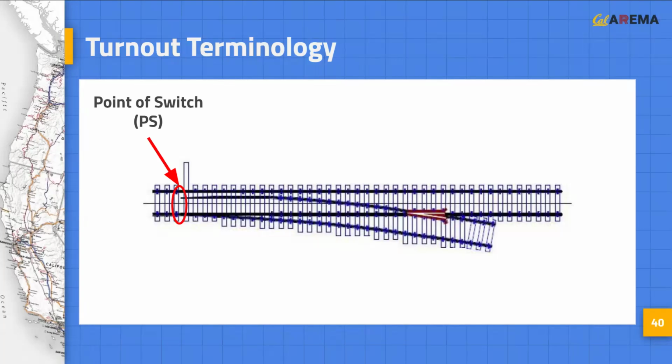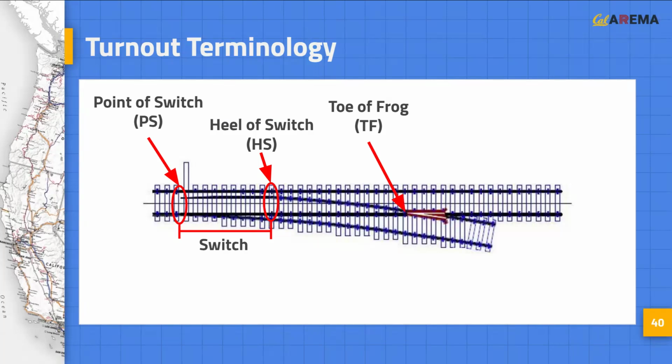The point of switch, or PS, is the location where the straight or diverging route is selected. The heel of switch, or HS, is the location at which the switch points pivot about. The switch itself is defined as the area between the point of switch and heel of switch. The toe of frog, or TF, is defined as the point where the frog connects to the closure rails. The point of frog, or PF, is the point at which the train wheels cross over the other rail.